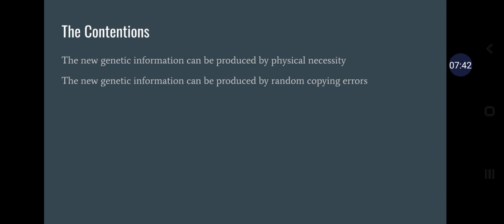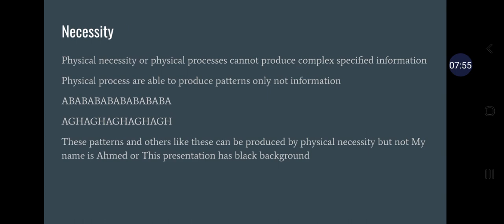Now there are two basic contentions to this. New genetic information can be produced by physical necessity, or it can be produced by random copying errors, basically chance, right? Now I'll deal with each of these. Firstly, the point about necessity. Physical necessity or physical processes cannot produce complex specified information.